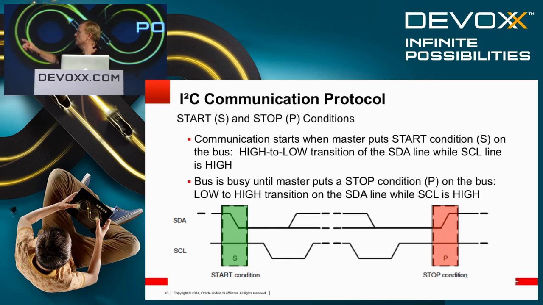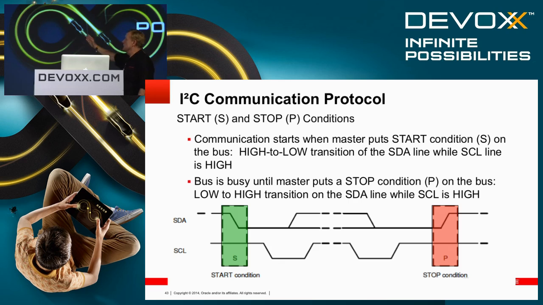But if you look over on the left, if the master wants to initiate some communication with a slave, then while the clock signal is high, it brings the data signal from high to low. And that means I want to talk. I'm reserving the bus. And then it starts sending information, and I'll go into what that information is.